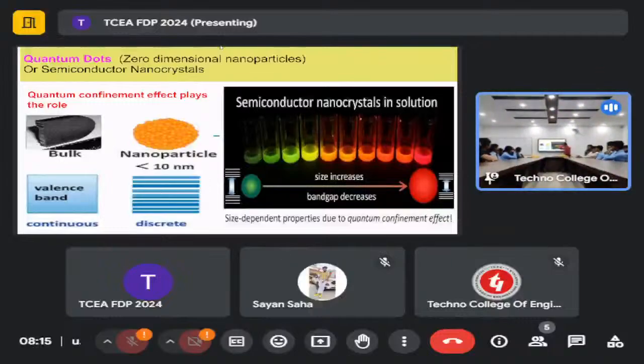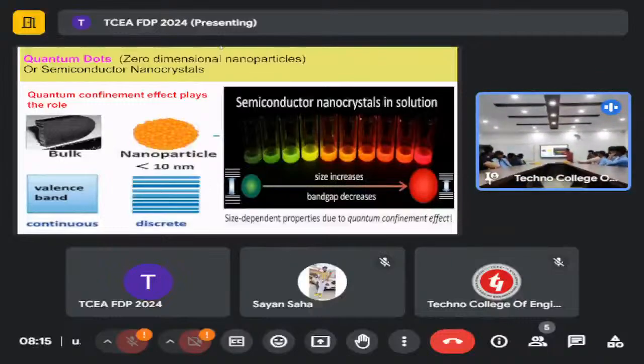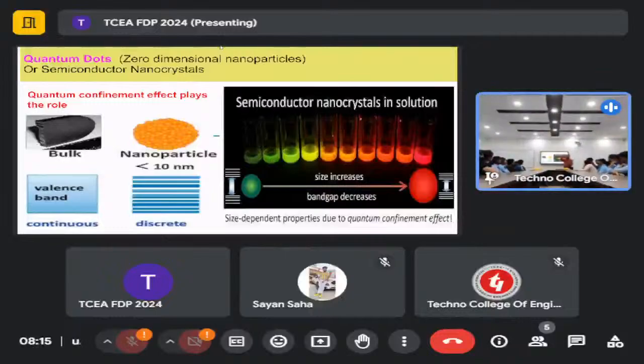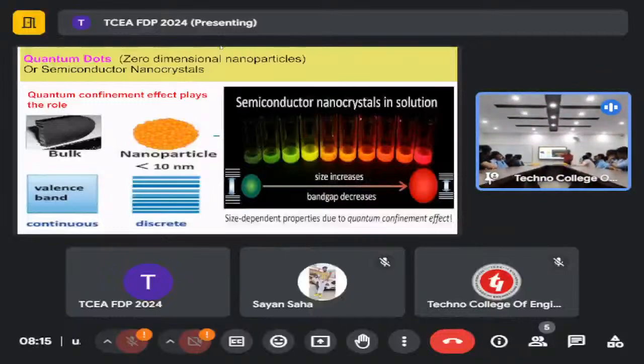So if we increase or reduce the size, the band gap actually changes. Band gap changes means valence band, conduction band, there is a band gap. That band gap may change if we decrease the size or just change the size in the nanometer range.